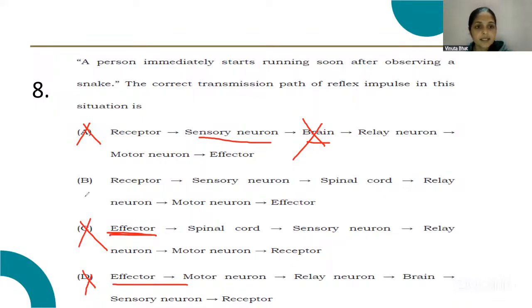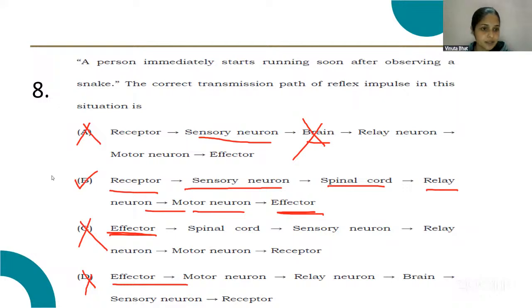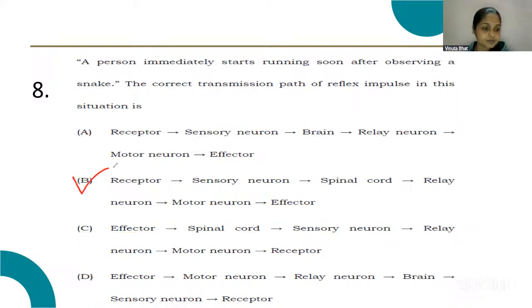Yes, the correct answer is receptor, sensory neuron, spinal cord, relay neuron, and the motor neuron, effector. So this is the correct option. Option B is the correct answer. Yes, Sridevi, you are right. Option B is the correct answer.